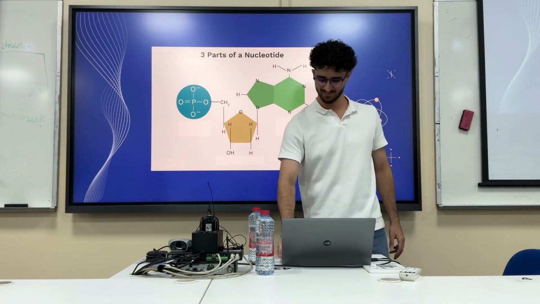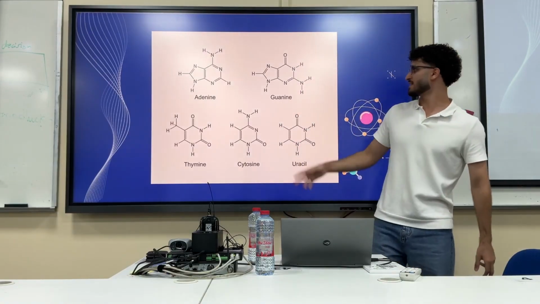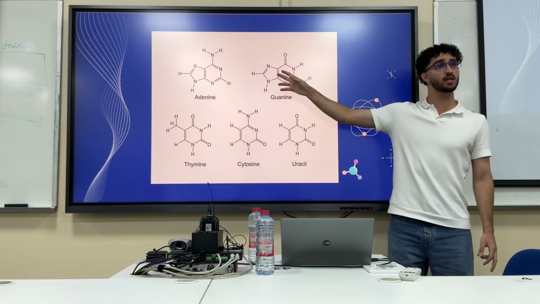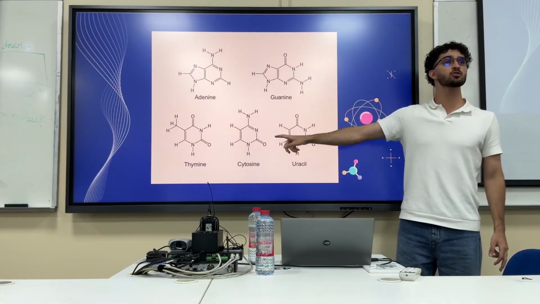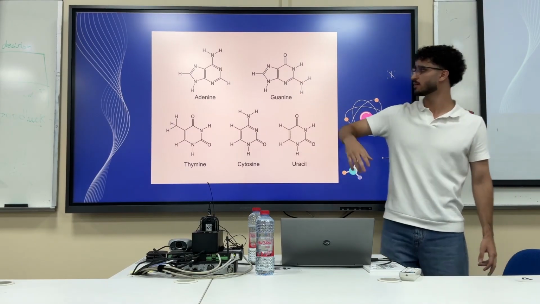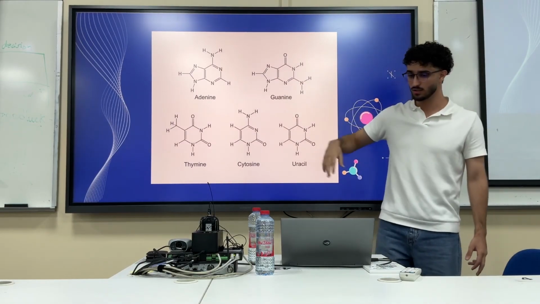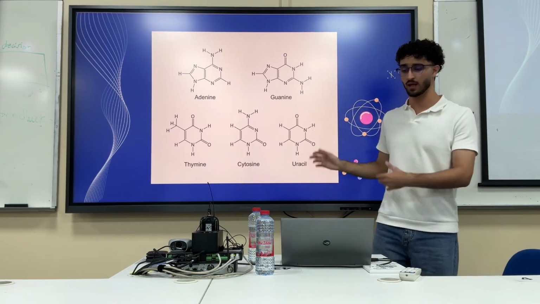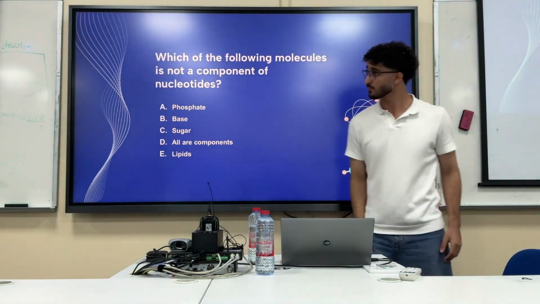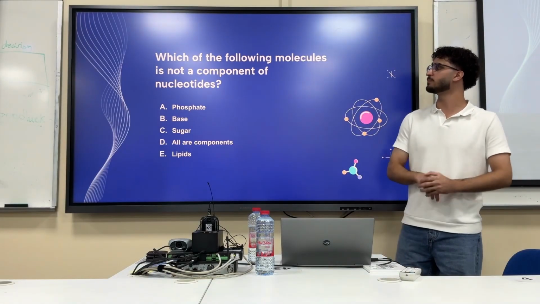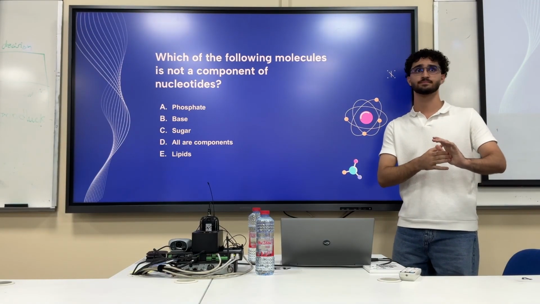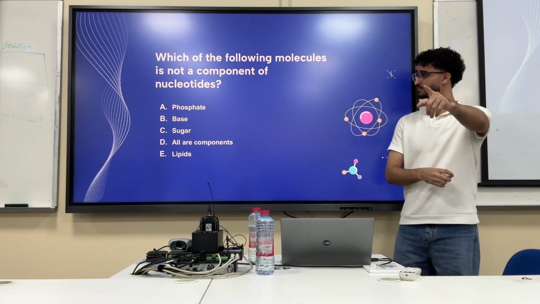These are the bases. You have the bicyclic purines and the monocyclic pyrimidines. The purines are adenine, guanine. The pyrimidines are thymine, cytosine, and uracil. Which of the following molecules is not a component of nucleotides? Lipid. Correct.